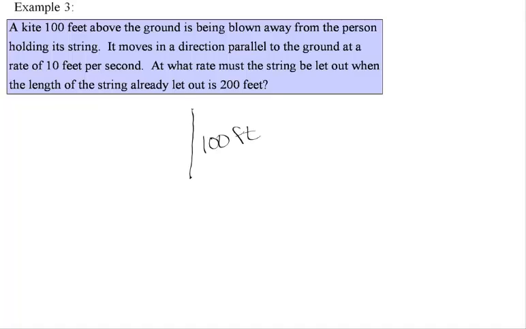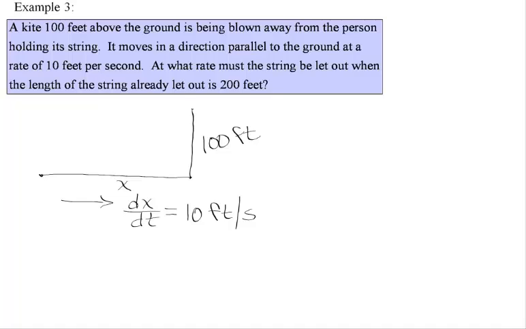It is being blown away from the person holding the string. Here's my person, and it's being blown away from my person. It moves in a direction that is parallel to the ground, so I would call this x, and I would call my rate dx/dt, and that's 10 feet per second. That is in the positive direction of x.